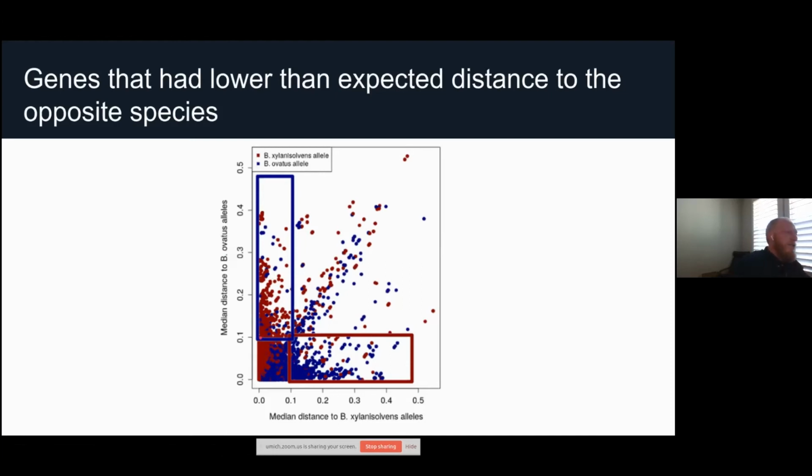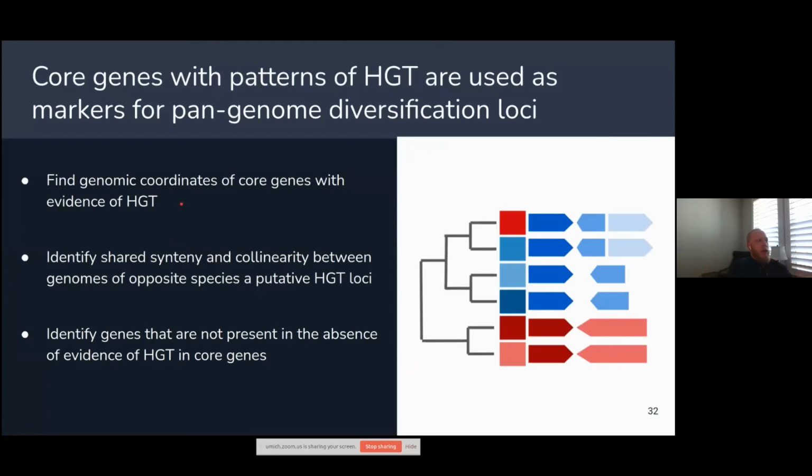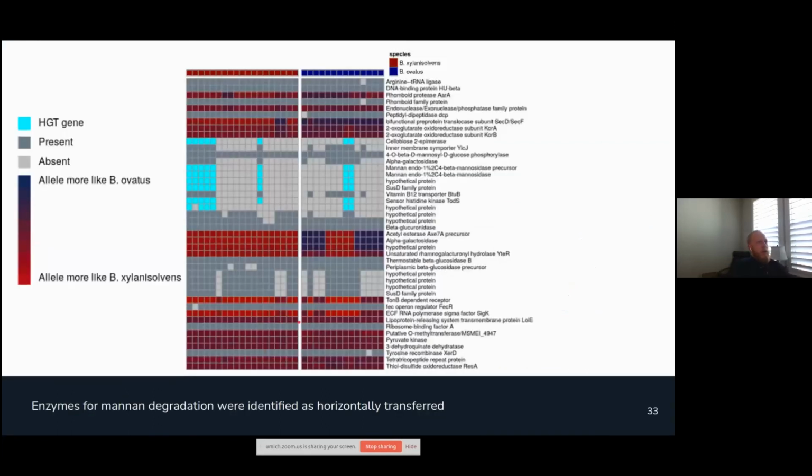So we picked off the genes that obviously exhibit patterns which may indicate horizontal gene transfer, as above a distance threshold of 0.1. And then we looked at the specific coordinates where these genes occur on the chromosome to find cases where the locus shared the same composition with the genes in the exact same order, so perfectly syntenic and collinear between genomes of the opposite species. And then once we identified these loci, we could find genes that do not occur in the absence of evidence of HGT. So one such locus was of particular interest.